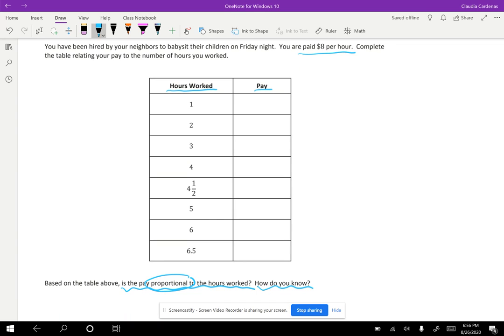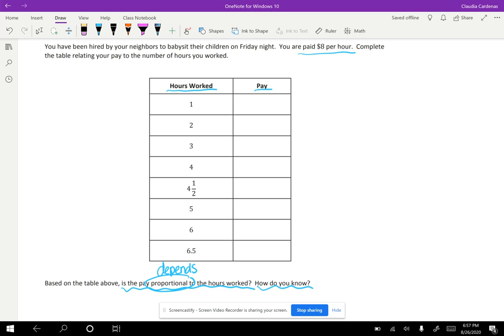Well, what does it mean to be proportional? I know that it means that the pay has to depend on the hours worked. Remember, we talked about independent and dependent variables, like a review from last year. So that means that if the hours are going up, and I know that's actually going down in the table, but if you look at the values in the table, they're going up from 1 to 6.5, then I would hope that the amount of money I get paid also increases, okay? So we're going to keep that in mind as we begin to fill out the table.